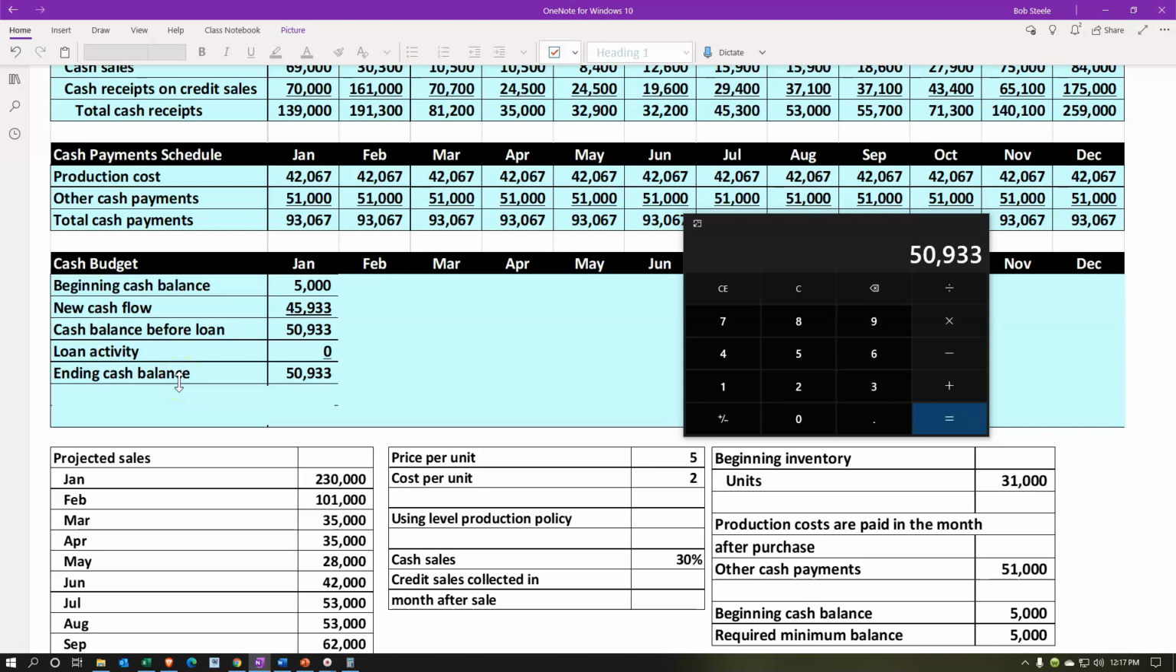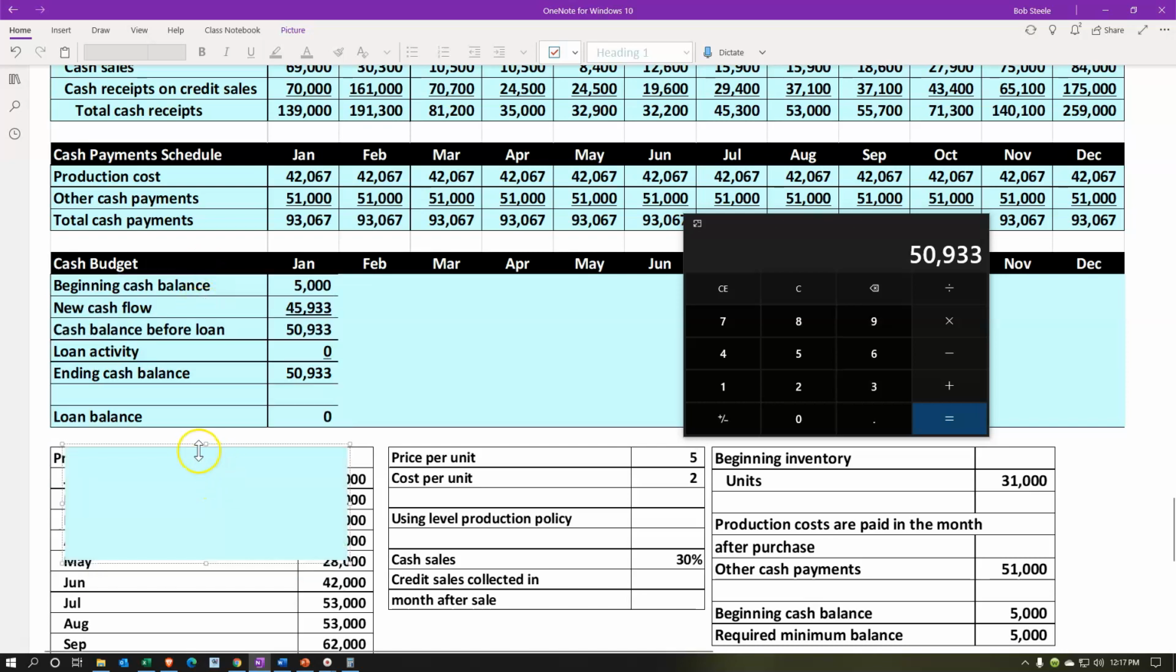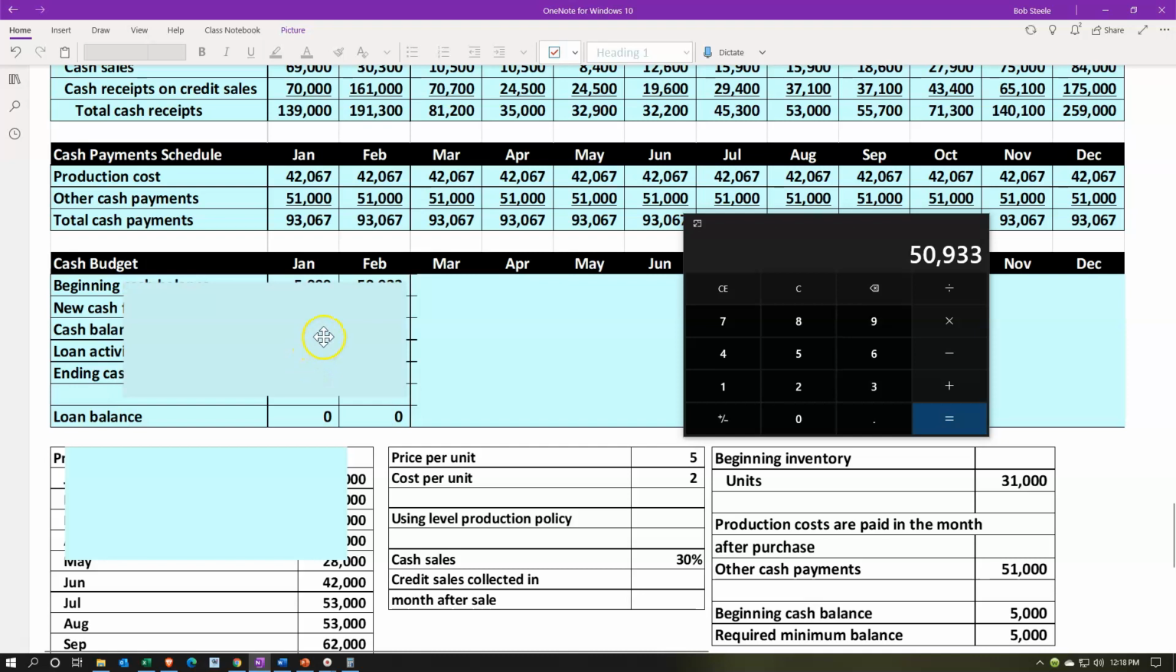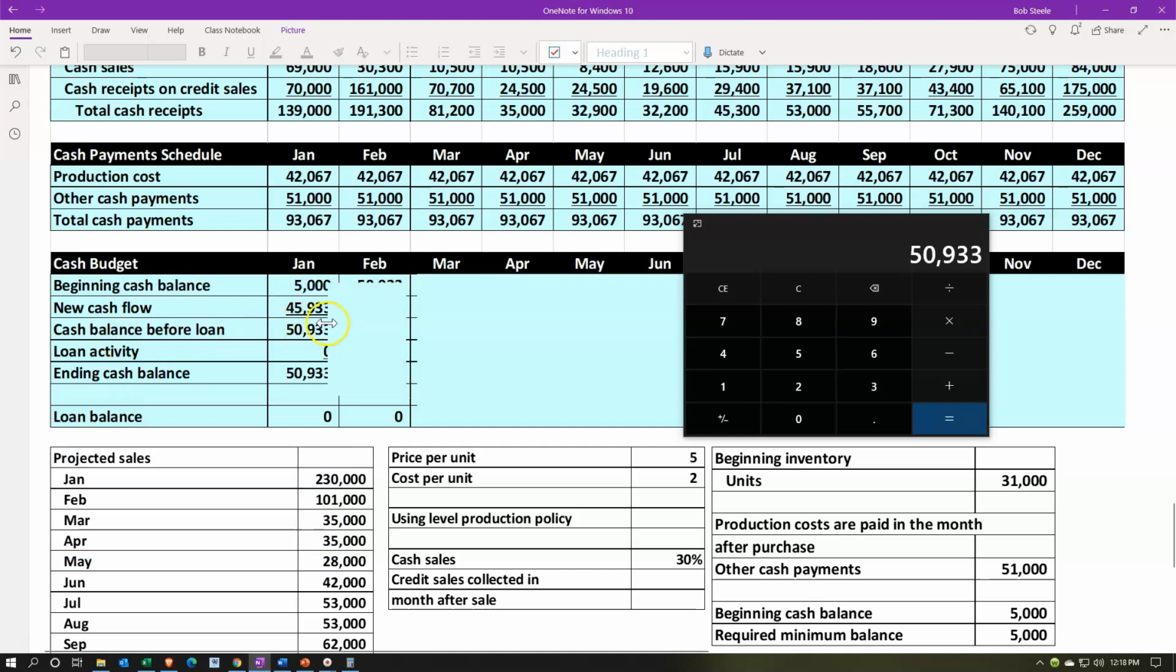So our ending balance is also going to be that 50,099, and that's going to be then our loan balance is at zero. We have no loan because we're over the 5,000 and don't need to be calculating the loan.